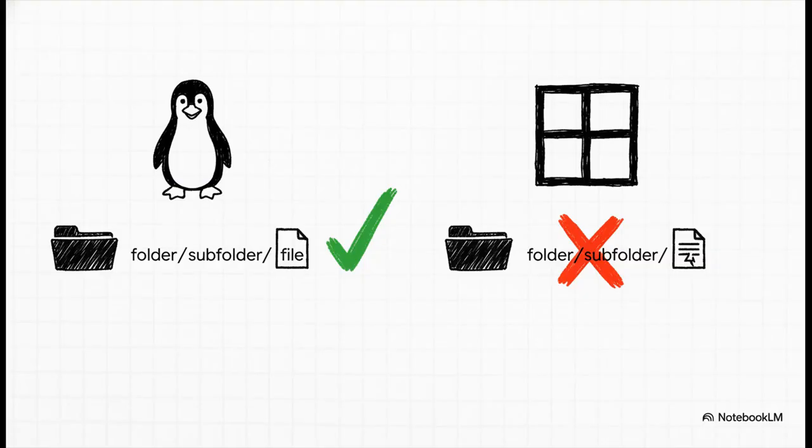But here's a classic trap that gets everyone. You write this perfect script on your Mac, using those forward slashes for file paths. It works great. Then your colleague tries to run it on their Windows machine, and boom, crash. The whole thing breaks, all because Windows uses backslashes instead. This one tiny difference can make your code incredibly fragile.